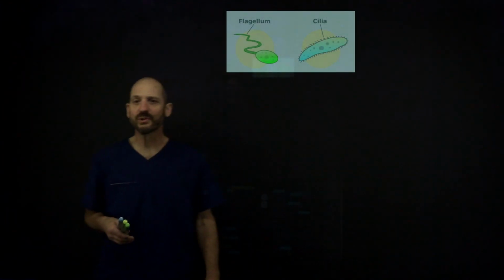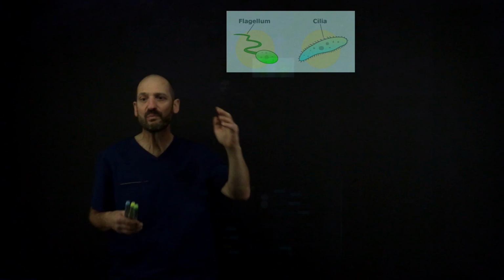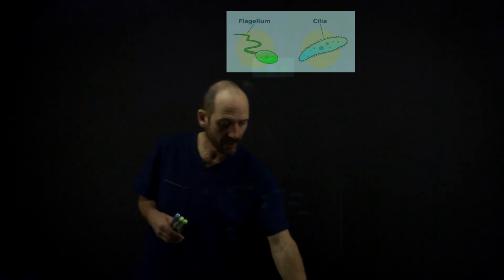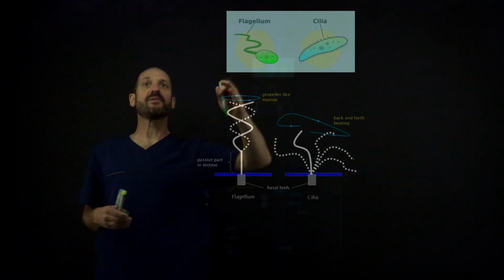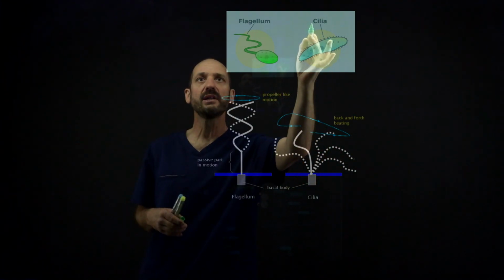Here are some of those hairline extensions. When there are many, they move or whip substances past the cell. You can see them here, how they do that. They whip like this over here. They whip substances against the cell. Those are known as cilia.